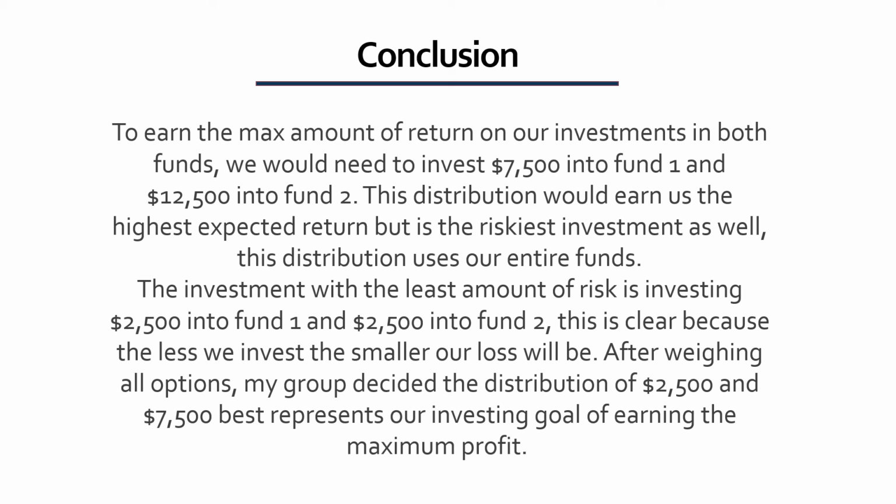It works out that way from the equation, but you can also see that, if you're investing less, if you're putting much less in, your risk will also be much less. And as it says there, after weighing all the options, we've decided that the distribution of 2500 and 7500 best represents our investing goal of earning the maximum profit.